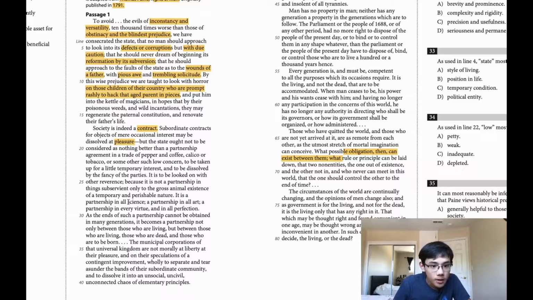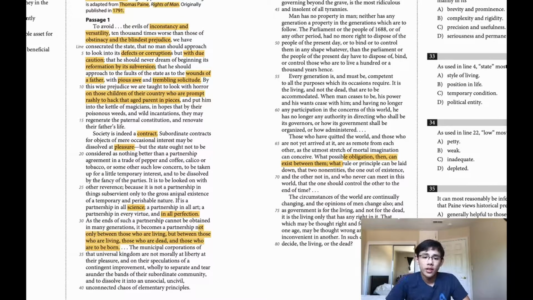It is a partnership in all science, a partnership in all art, a partnership in every virtue and in all perfection. As the ends of such a partnership cannot be obtained in many generations, it becomes a partnership not only between those who are living, but between those who are living, those who are dead, and those who are to be born.